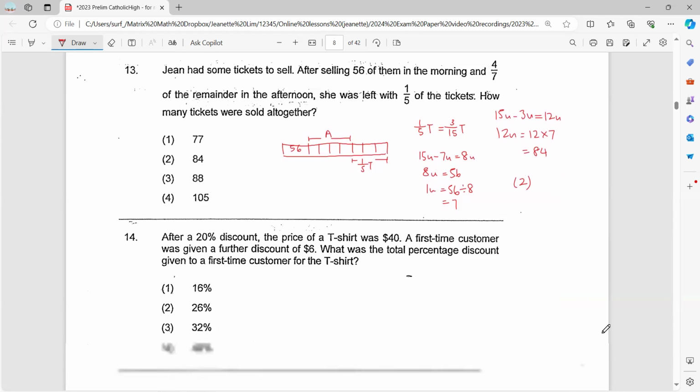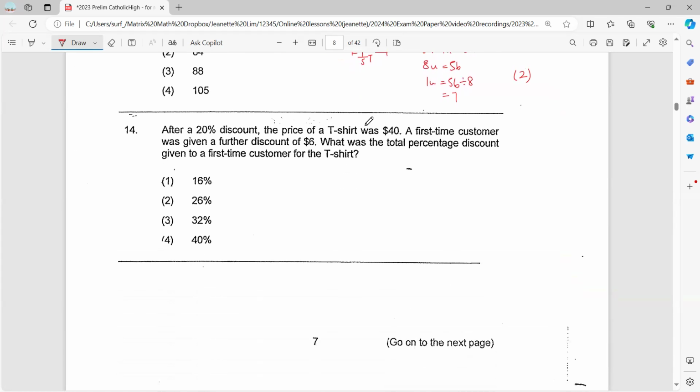Okay, question 14. After a 20% discount, the price of a t-shirt was $40. A first-time customer was given a further discount of $6. What was the total percentage discount given to a first-time customer for the t-shirt? Okay, percentage discount is discount over original times 100%. So there are 2 things we need. One is the discount, one is the original price. So if after 20% discount, it's at $40, right? Means that this $40 is actually 80%.